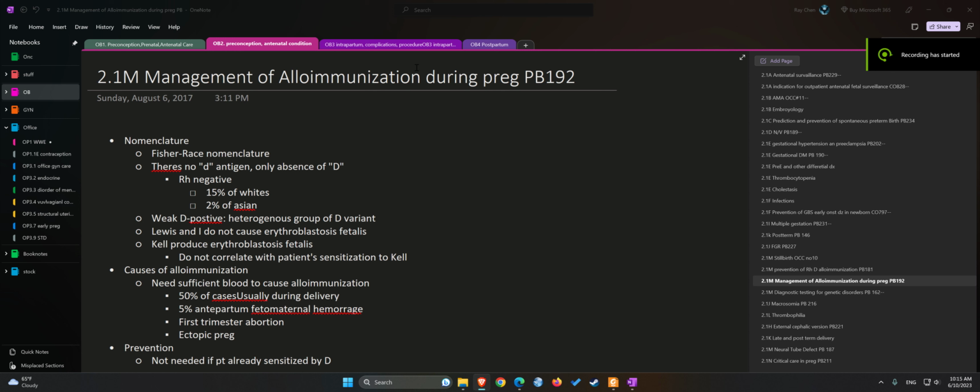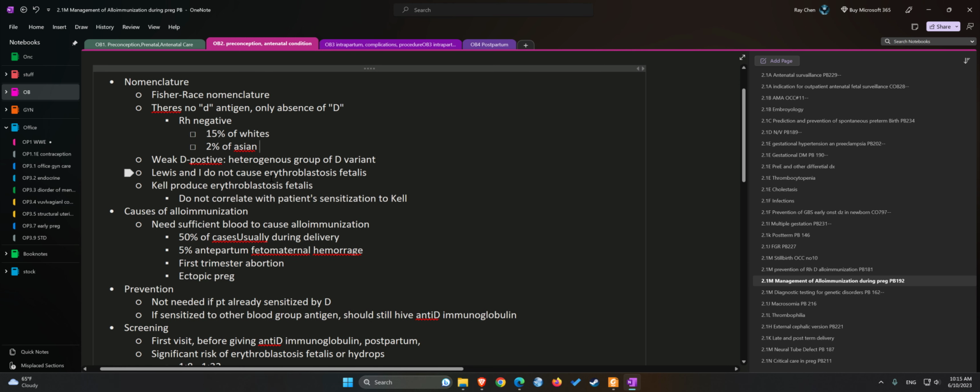Management of alloimmunization during pregnancy. For nomenclature, we use the Fisher-Race nomenclature. There's actually no little d antigen, just absence of big D. Rh negative is seen in 15% of whites and 2% of Asians. Weak D positive is a heterogeneous group of D variants.